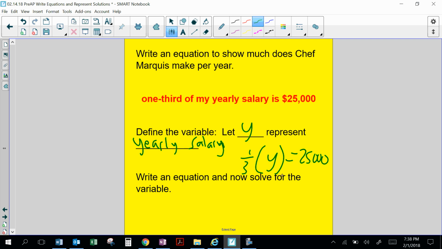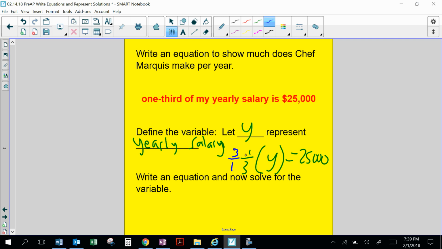So 1/3 of means multiply. I could find a part of my yearly salary, and it equals 25,000. Can I solve this now? Let's see. So 1/3 of my yearly salary. I need to isolate this variable right here. How can I isolate this variable? What can I multiply 1/3 by to get rid of this 1/3? You can multiply by its reciprocal, 3/1.